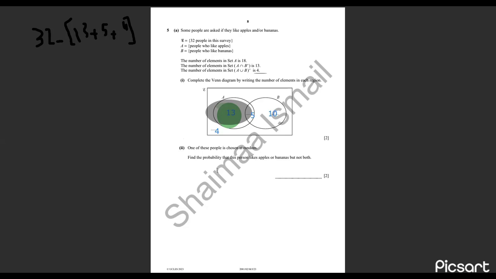So here we have the apple or banana, but not both. So here he gives you the 10, so we're going to take the 10 and the 30. I always say that the answer is inside the question itself.